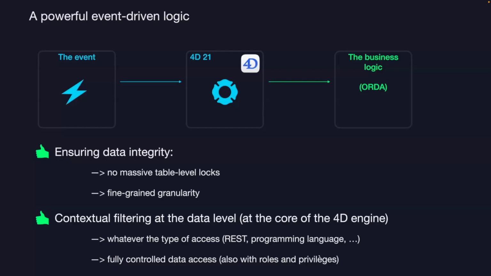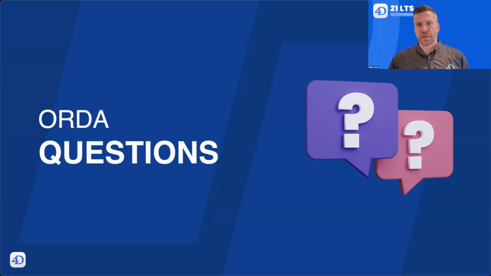With 4D21, you now have a true event-driven logic. By definition, it is implemented once in a single place and automatically triggered by the 4D engine when appropriate. So you no longer need to implement this logic everywhere it is required. Data consistency is therefore guaranteed with 4D21. Question is, how frequently are you confronted with problems or risks caused by business rules being scattered across your code?